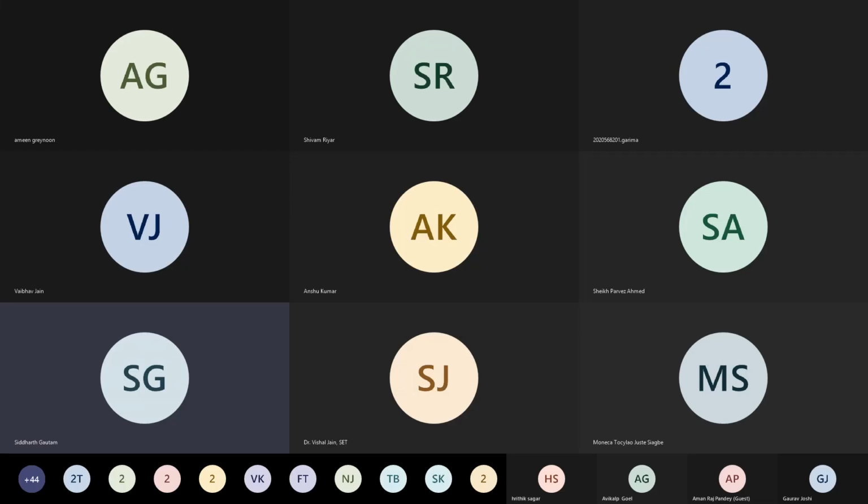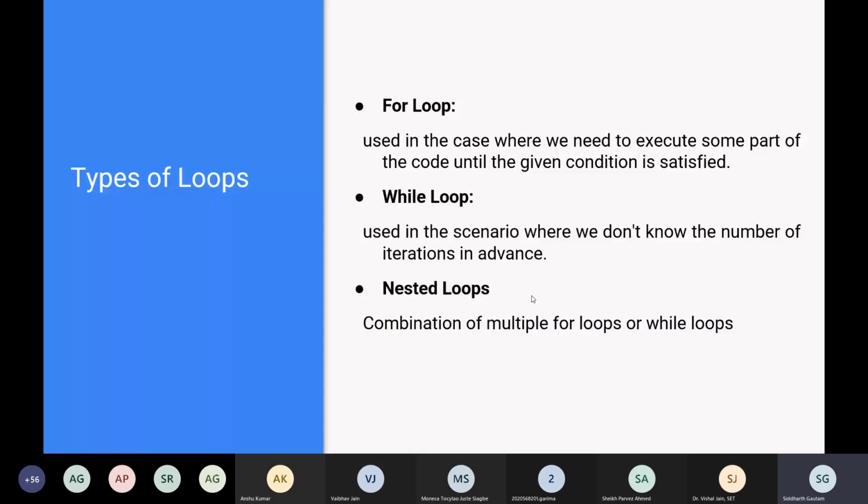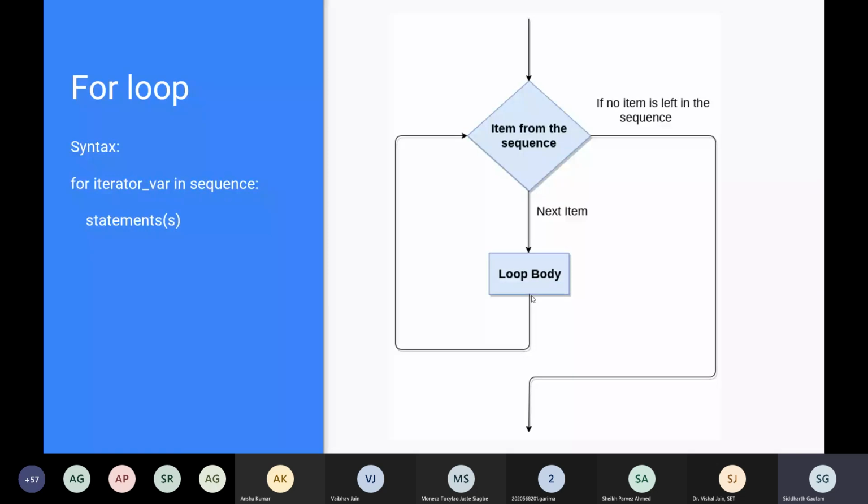Until that condition is true, the code inside the loop will get executed over and over. And as soon as that condition becomes false, that's when the loop will terminate. All right. So let's take a look at how this works.